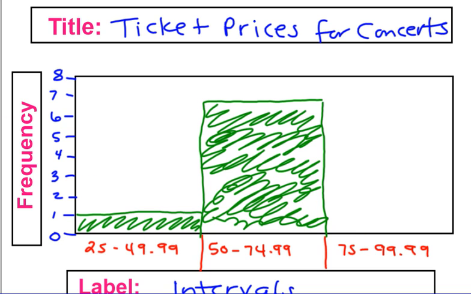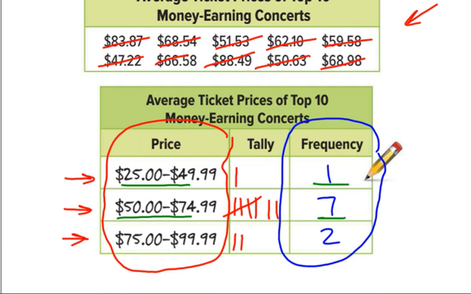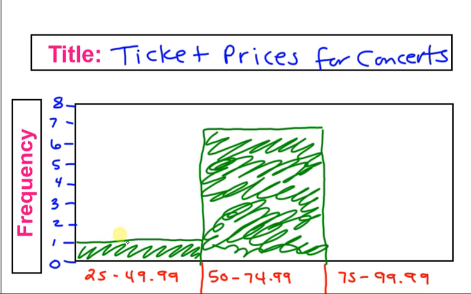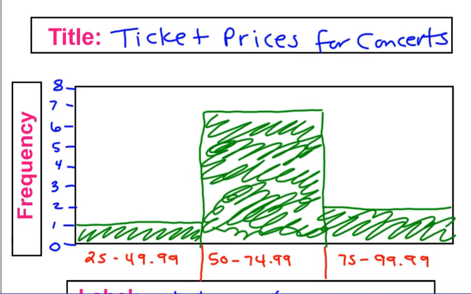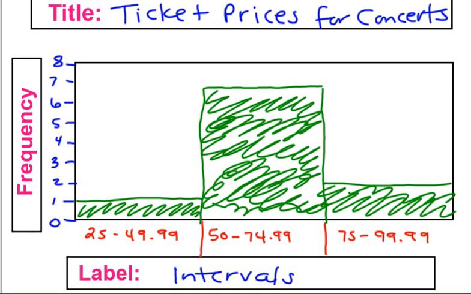Alright, now our last bar is $75 to $99, and that has a frequency of 2. And so we're going to start right about where the 2 is, and it's going to take us all the way to the end of the graph. And so now that our histogram is complete, you can easily see what the most frequent price for a concert ticket is in the local area. And it's definitely $50 to $74.99.